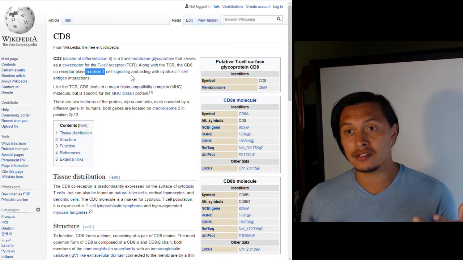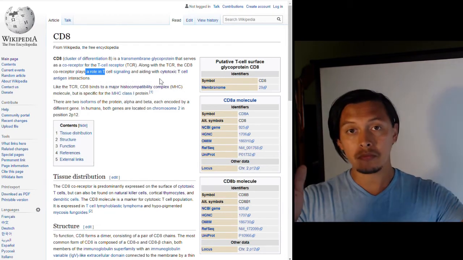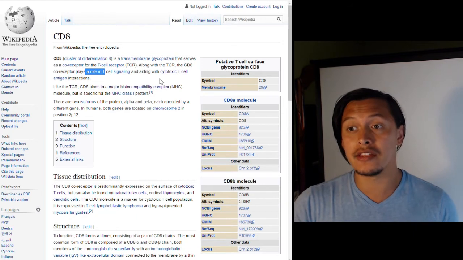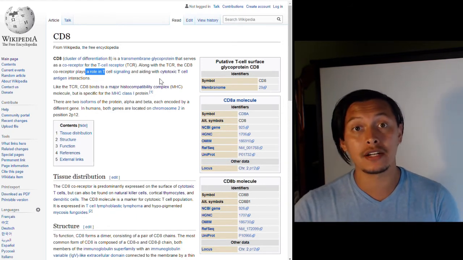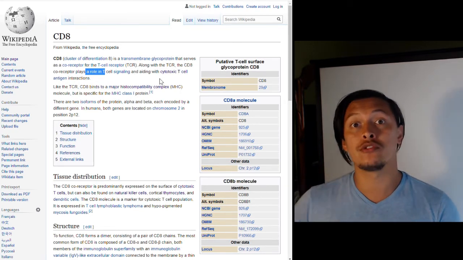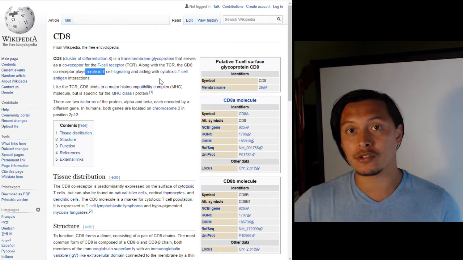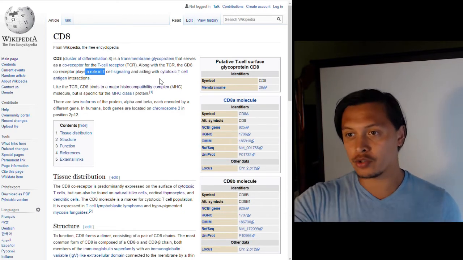So the CD8 is going to help the T cell receptor find these antigens and then kill the cells that have these antigens on them that are associated with pathogens or associated with apoptotic events. So sometimes cells want themselves to die.